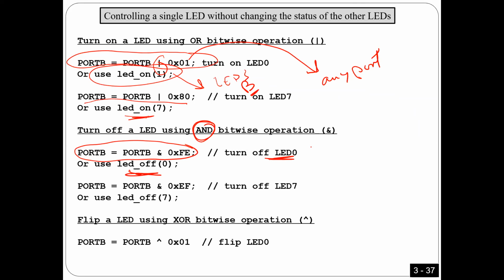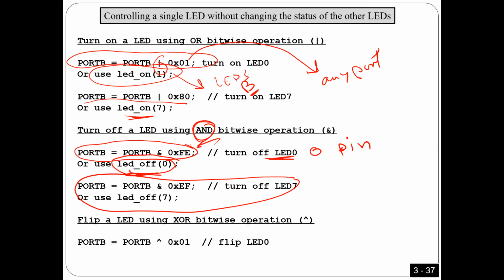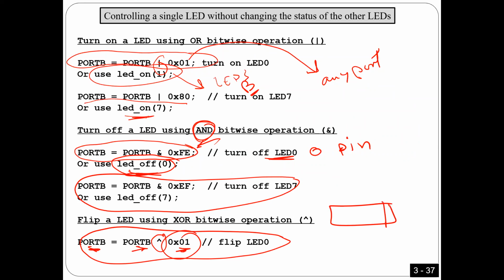Remember, I turn an LED off by writing 0 on the pin. I write 0 on the pin, okay? Or this, okay? Again, you can use this function, or you can just use this instruction. Now, what if I want to flip one bit? Yeah, you can do it this way. Port B should equal port B XOR 1. This way, you are gonna flip the first bit. Okay, so if it is on, you're gonna make it off, and if it is off, you're gonna make it on, and so on.